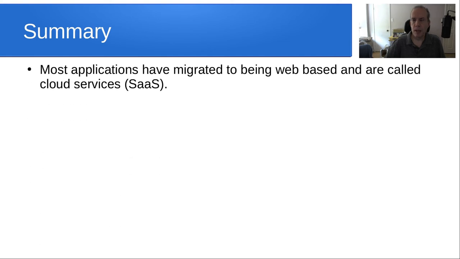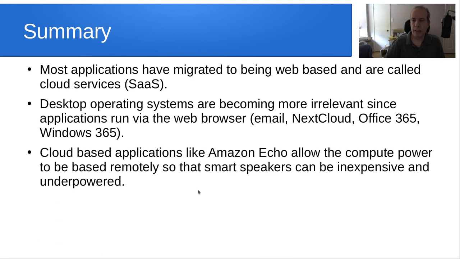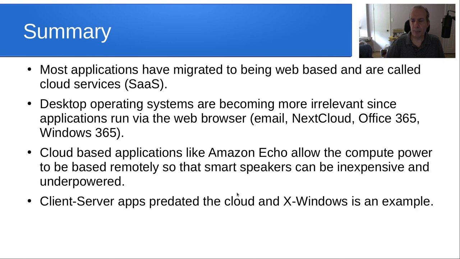In summary, most applications have migrated to being web-based and are called cloud services or software as a service, SaaS for short. Desktop operating systems are becoming more irrelevant since applications are being run via the web. Examples are web-based email, Nextcloud, Office 365, Windows 365, and many others. Cloud-based applications like the Amazon Echo allow compute power to be based remotely so that smart speakers can be inexpensive and underpowered. Client-server applications predated the cloud, and X Windows is one example of that.